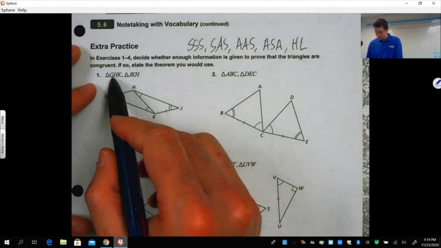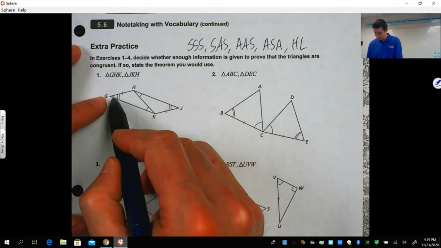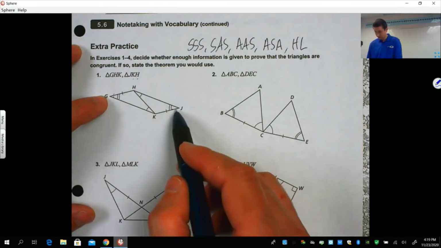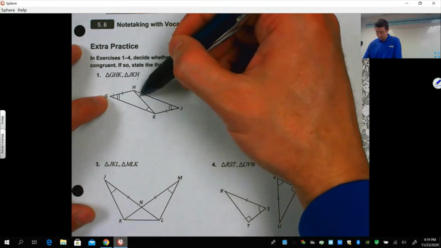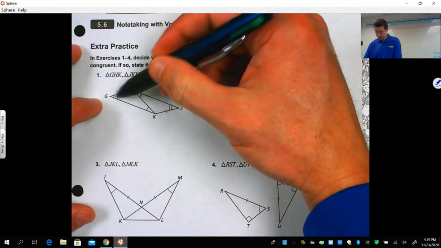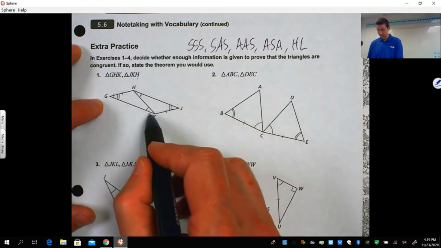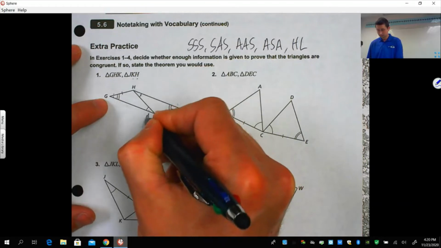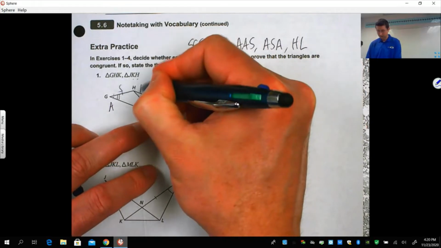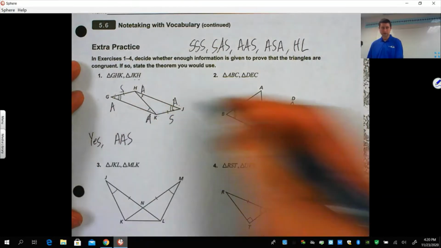So here they want GHK and JKH. So G is congruent to J, that's okay. And then we have GH congruent to JK. We have an angle right here, angle H up here, KHJ is congruent to HKG. They say we have an angle, angle, and then we have a side. So that's the order there, angle, angle, side. And that matches what we have here. See, I started with this one angle, that angle, then I have a side. So we do have enough information, and we can go angle, angle, side theorem.